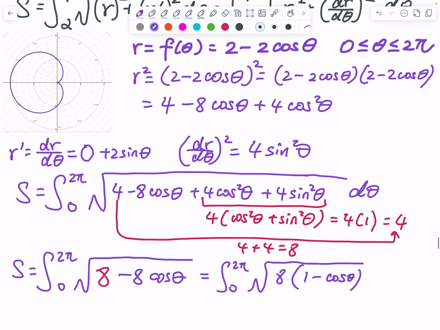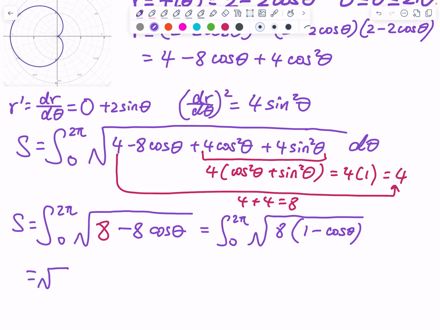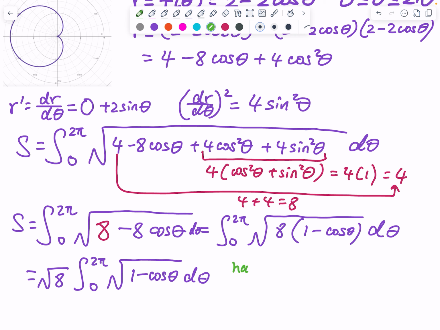And then the square root of 8, I can take it out. This is the square root of 8 times the integral from 0 to 2 pi of the square root of 1 minus cosine theta, and then d theta. I forgot the d theta right there. Okay, so how can you integrate one term at a time because of the square root? When you study problems in this topic, you should know this formula. You learned this before, the half angle formula.